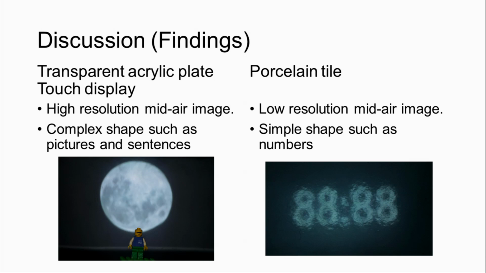complex shapes such as characters and pictures can be displayed on a signboard with mid-air images. With porcelain tile, the resolution of the mid-air image is low. Therefore, it is possible to display simple shapes such as numbers and English letters for digital clocks.